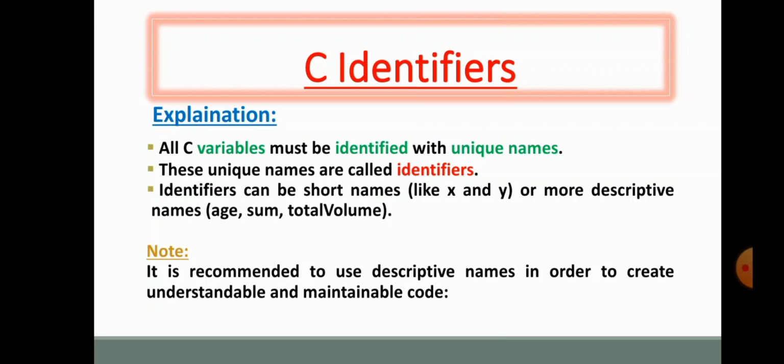Point number 3. Identifiers can be short names like x and y, or more descriptive names like age, sum, or total volume. There is a notable thing: it is recommended to use descriptive names in order to create understandable and maintainable code.